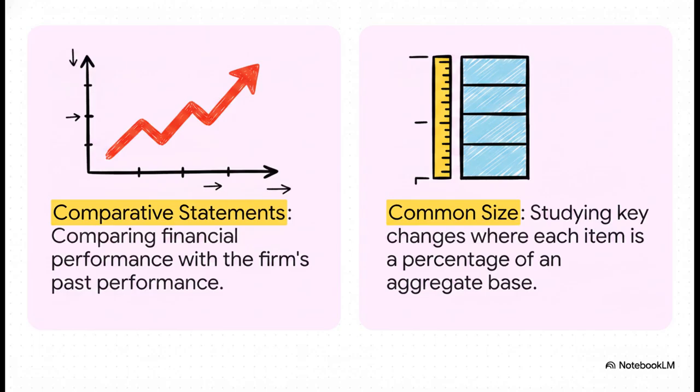Then we have common size statements, or vertical analysis. This is when you look top to bottom within just one single time period. You take every item and state it as a percentage of one big aggregate base, like showing every single expense as a piece of the total revenue pie. It's a brilliant way to understand a business's internal proportions.